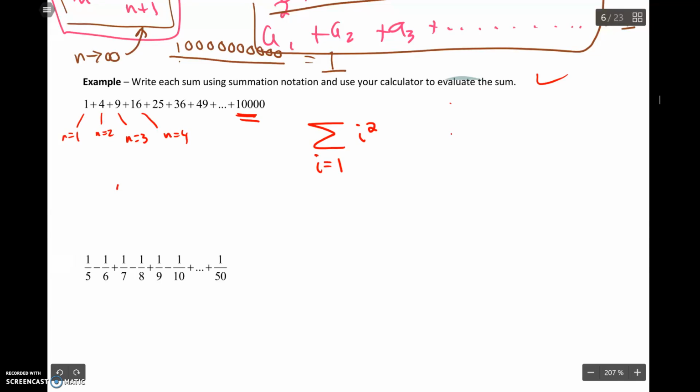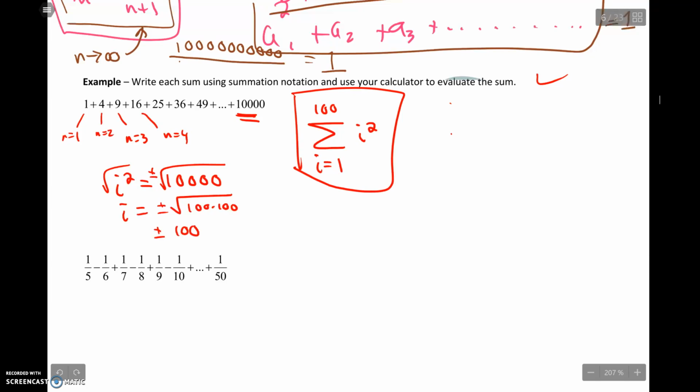Well, what number would that be? i squared is equal to 10,000. Square root both sides, plus or minus, so i has got to be equal to plus or minus 100. Obviously it's got to be positive.